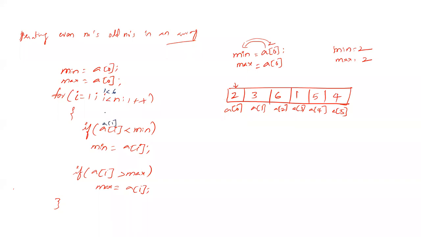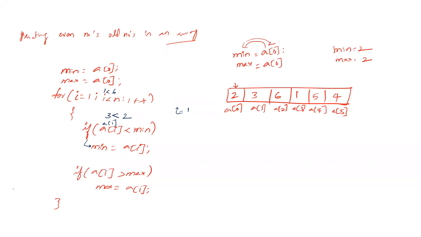So here i value is equal to 1, right? Therefore a of i is a of 1. What is the a of 1 value? 3. So is 3 less than 2? Is that true? No, it is not true. It will not go to this statement. Next statement, what is this? If a of i, again, did the i value change?